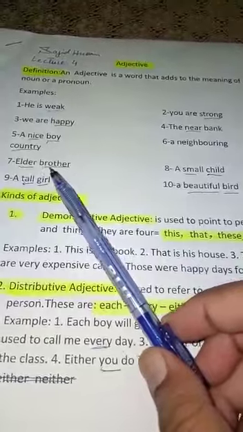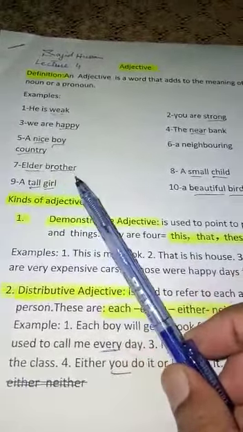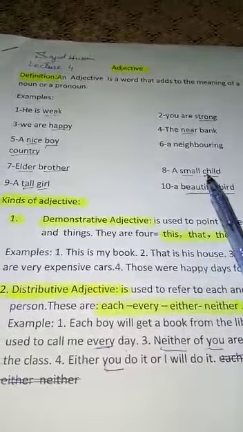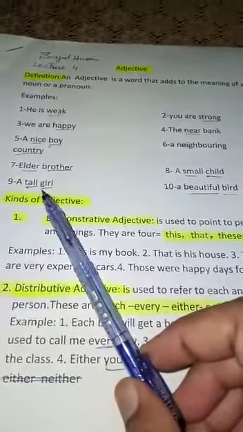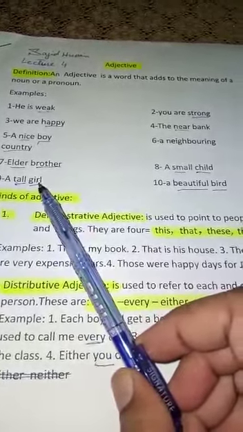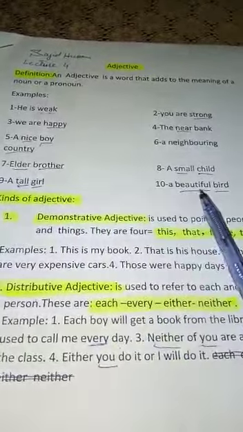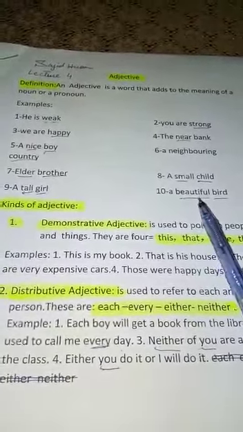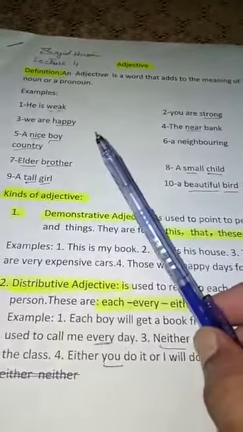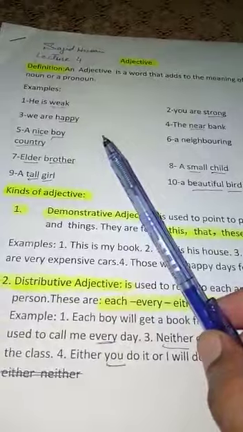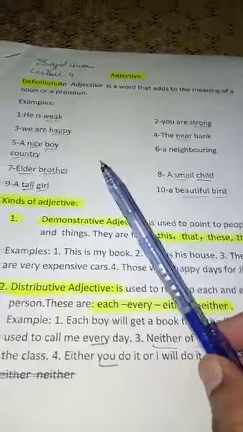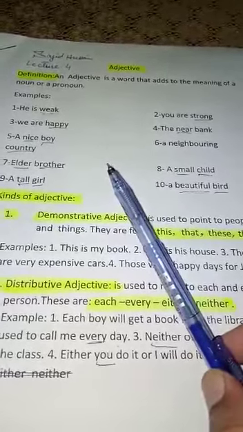Elder brother. Brother is a noun, and elder adds to the meaning of the noun brother. A small child. Small adds to the meaning of the noun child. A tall girl. The word tall adds to the meaning of the noun girl. A beautiful bird. The word beautiful adds to the meaning of the noun bird. So some of the adjectives used in these examples add to the meanings of the pronouns, and some of them add to the meaning of the nouns.